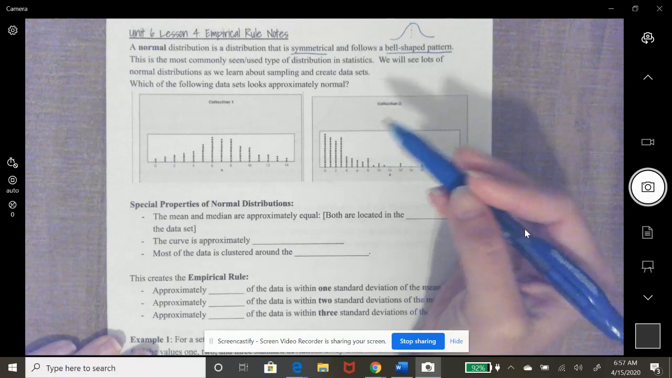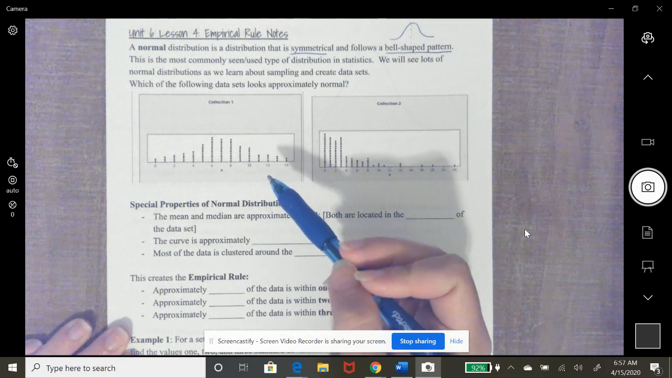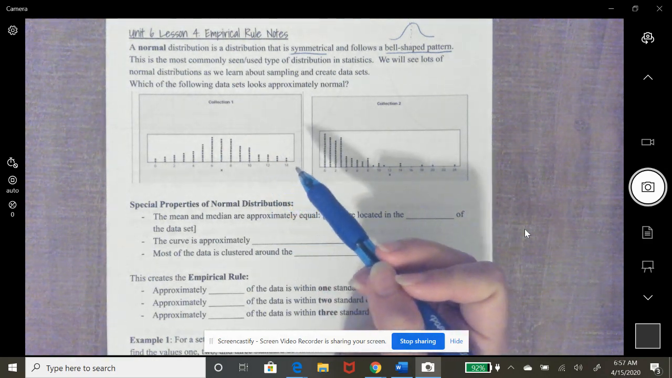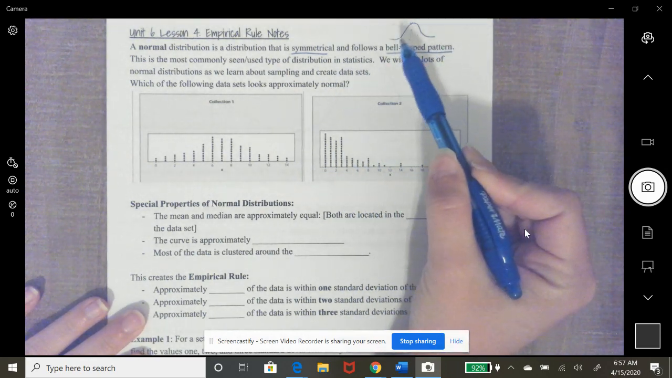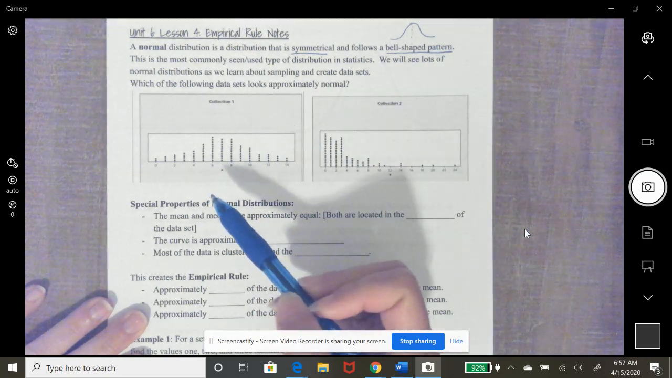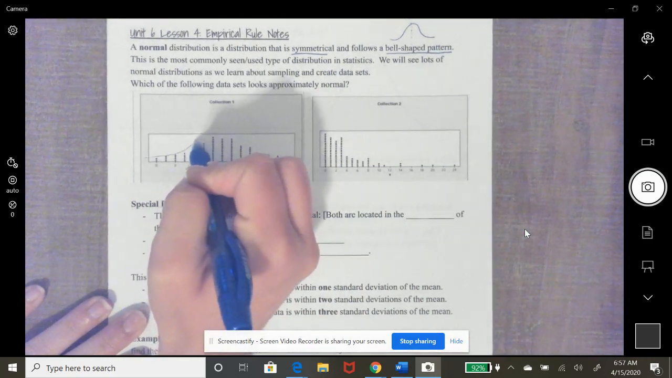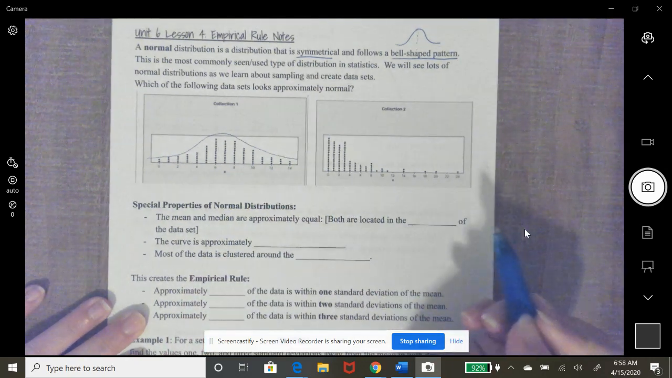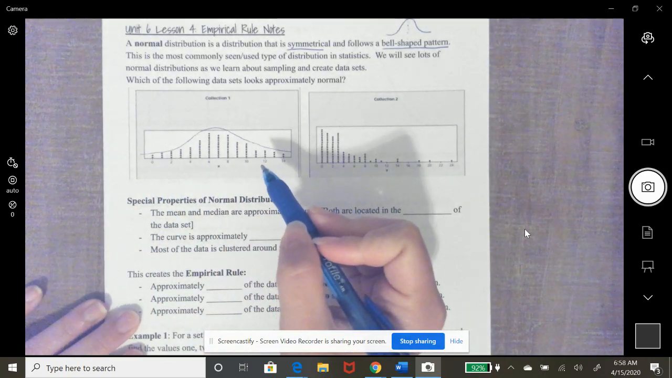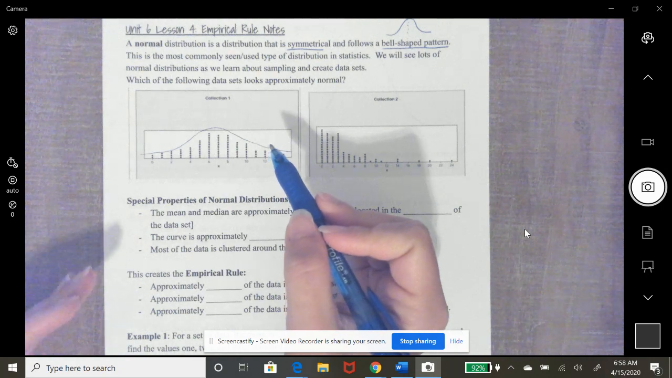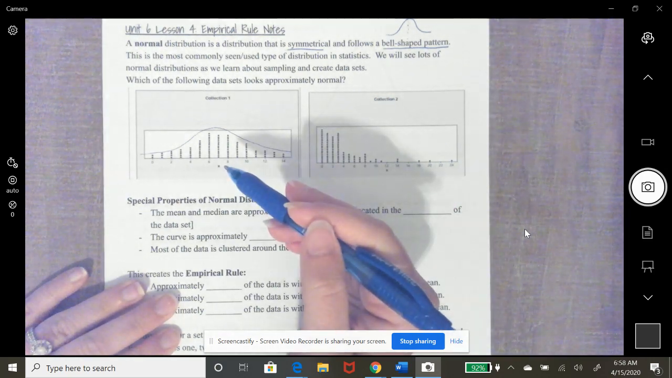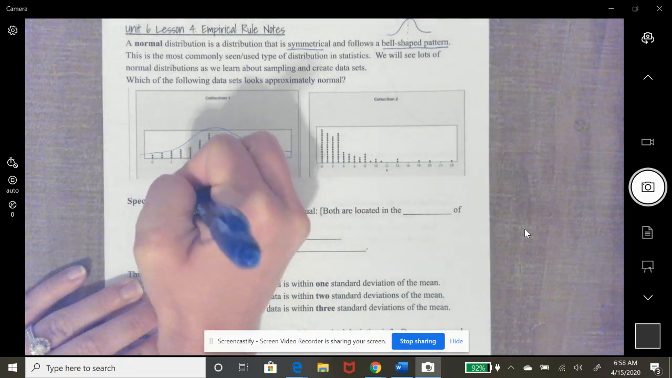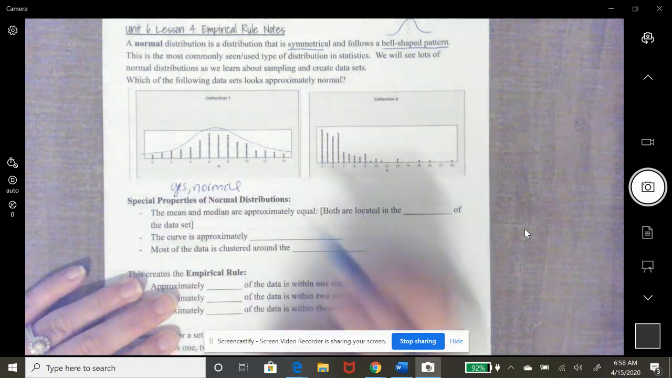Which of the following data sets looks approximately normal? Usually I'd have us go through and actually calculate some statistics, but we can't really do that outside of class, so I'm just going to show you what the pictures look like. For it to be approximately normal, it should follow this shape right here. These are dot plots, and I usually like to draw along the top of the dot plot. That one looks pretty bell-shaped. None of these are going to be perfect because nothing is perfect in real life, but you want to see if it approximately follows that shape. That one does look bell-shaped, so it is a normal distribution.